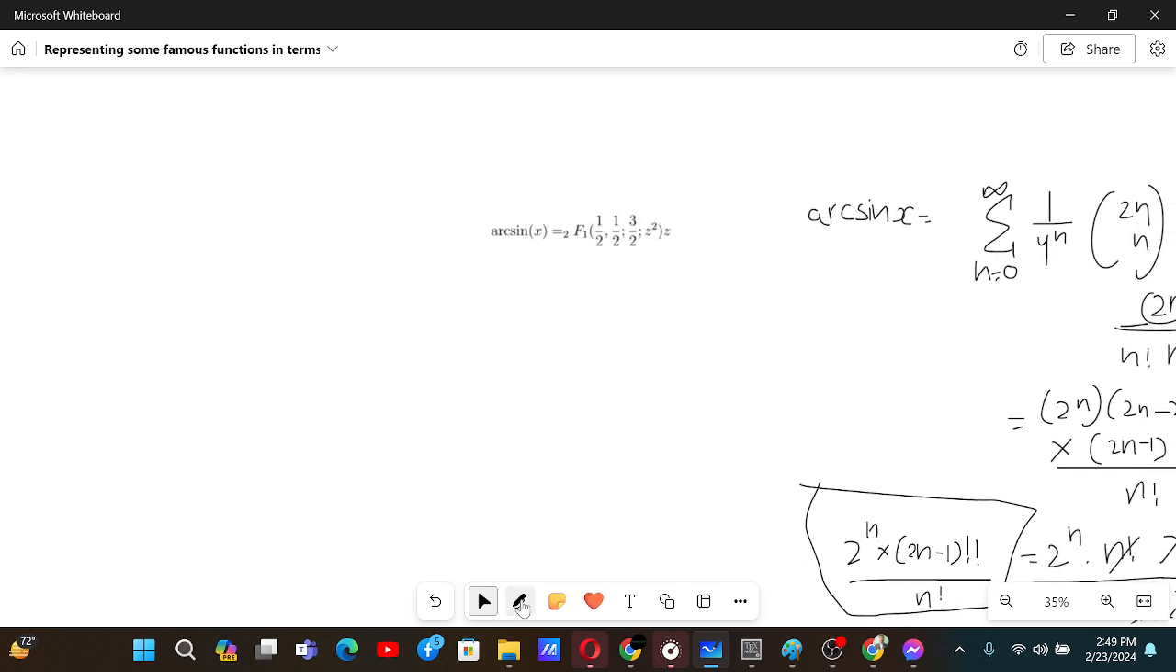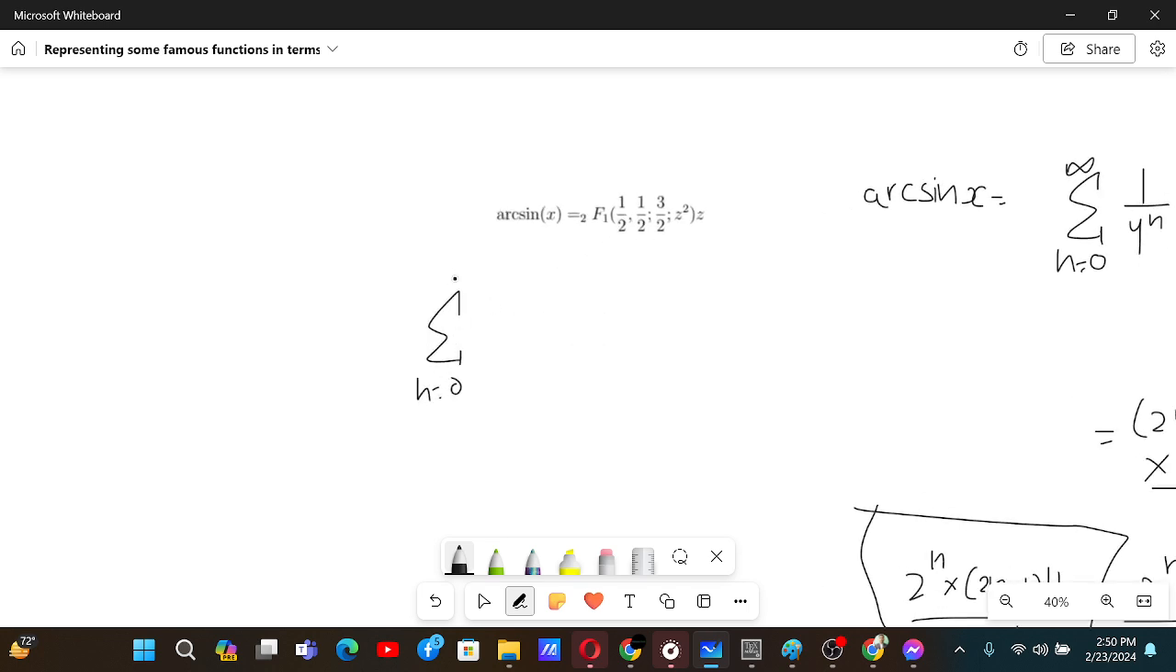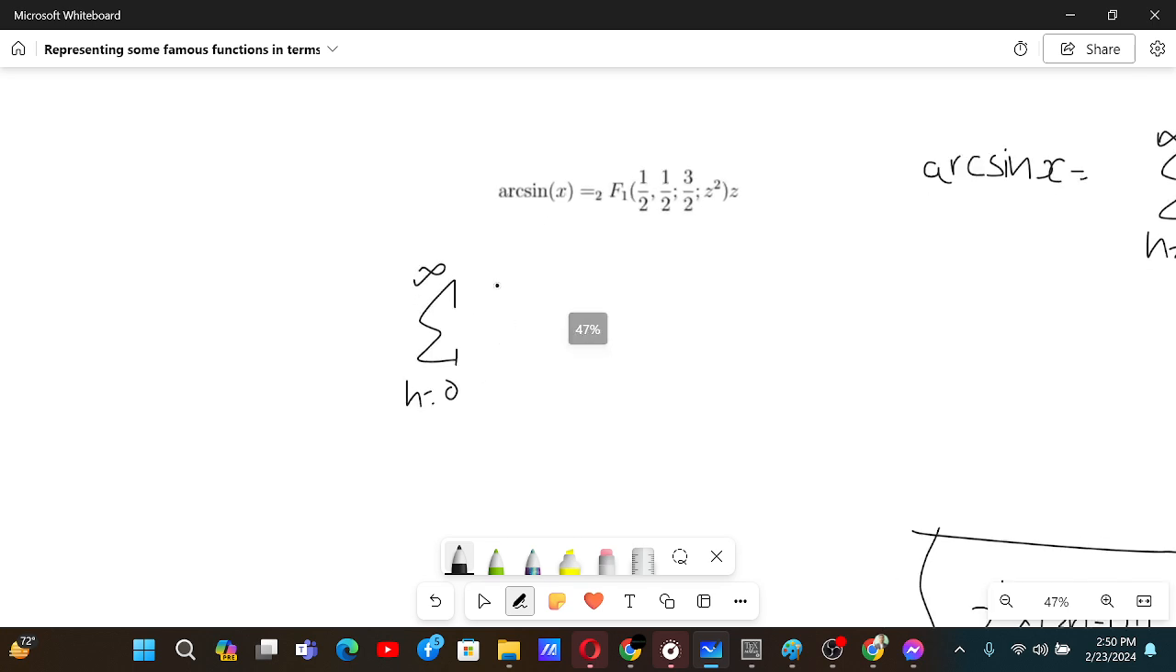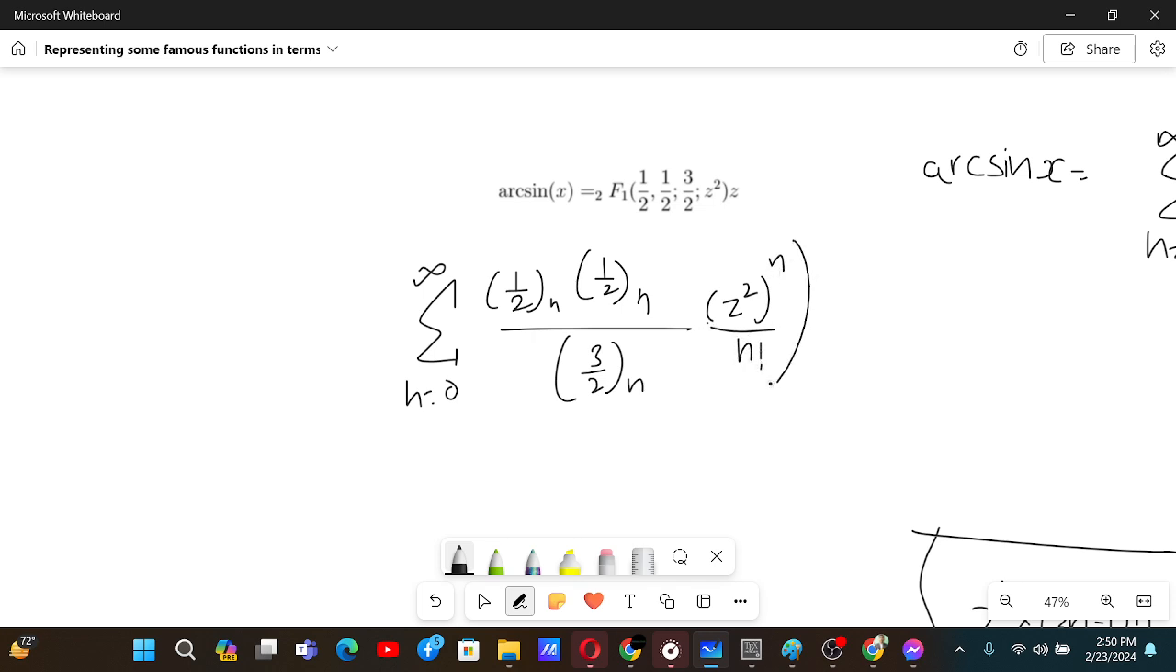Now this hypergeometric representation, what does it say to us? So basically the sum from n equals 0 to infinity of minus 1 over 2 base n, 1 over 2 base n, 3 over 2 base n, and then g square to the power n by n factorial, and also we have a g over here.